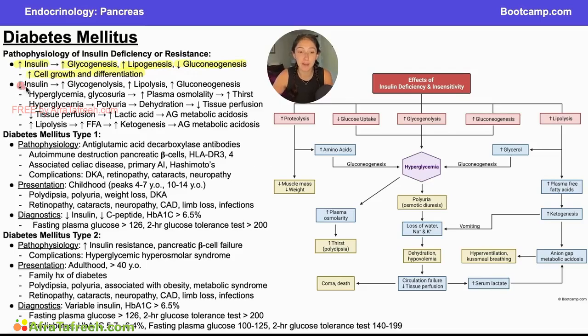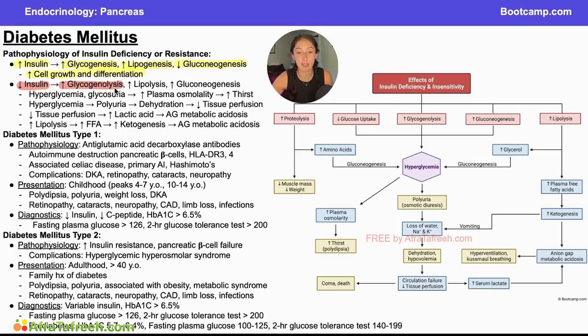But what happens when you have decreased levels of insulin? Well, decreased levels of insulin are going to lead to the exact opposite of what we just talked about, right? So instead of increased glycogenesis, you're going to have increased glycogenolysis, which will be the breaking down of glycogen to release more glucose into your system. Remember, when you have low levels of insulin in your system, this is usually reflecting a starvation state or an energy poor state, so you're going to be trying to get glucose from other sources.